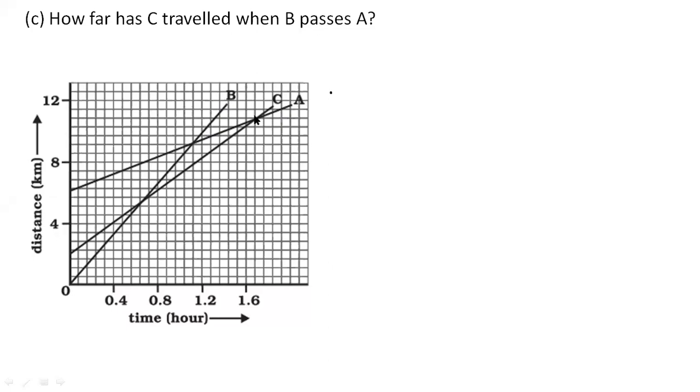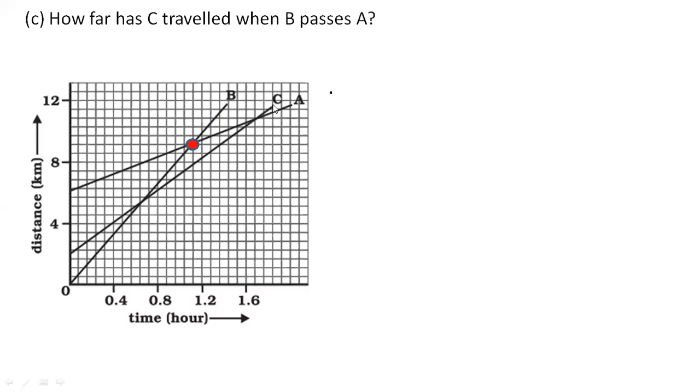So this is the point where B passes A. Let me highlight it. This is the point where B passes A. Why? Because those lines are intersecting each other. Now they want us to know, at this condition, what is the distance traveled by C? These are the lines of B and A, and they are asking us for the distance traveled by C.